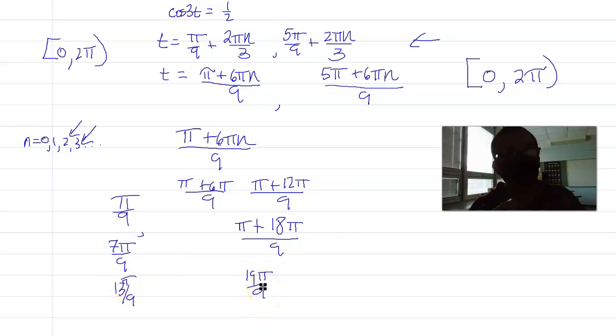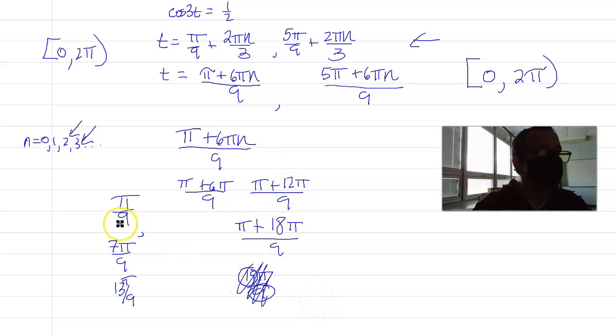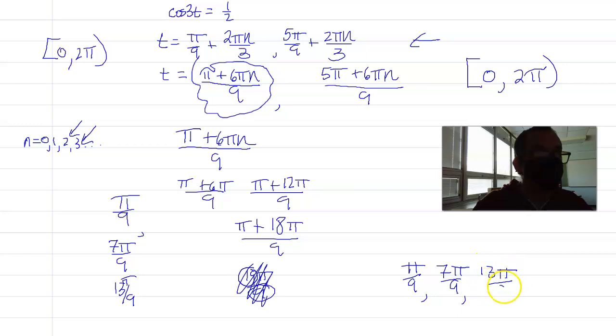And actually, now I know that I'm outside of the 2 pi range. And the way I know that is as soon as the coefficient in the numerator is more than twice as big as the denominator, I've fallen out of that 2 pi range. So I'm not going to include this answer. So this part of the solution gives me the answers pi over 9, 7 pi over 9, and 13 pi over 9.